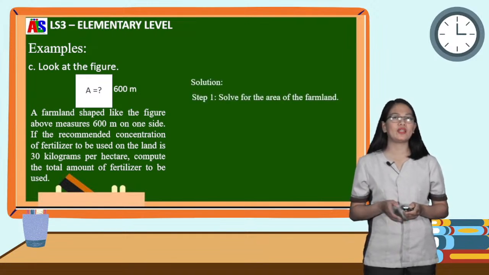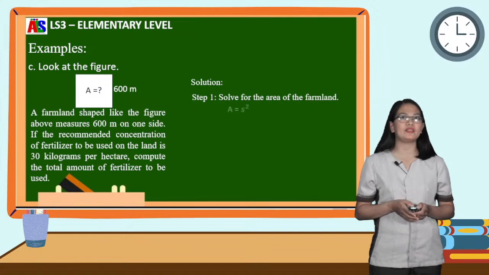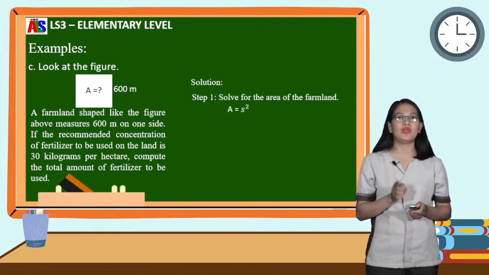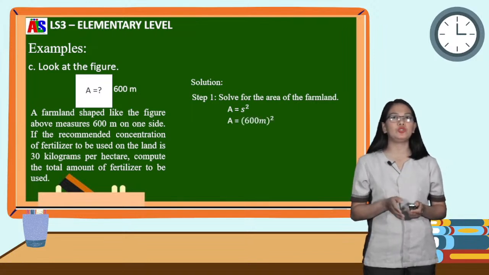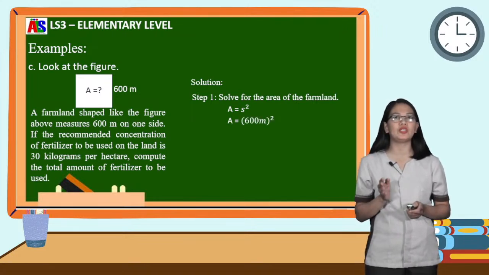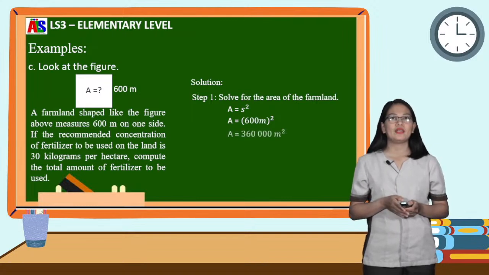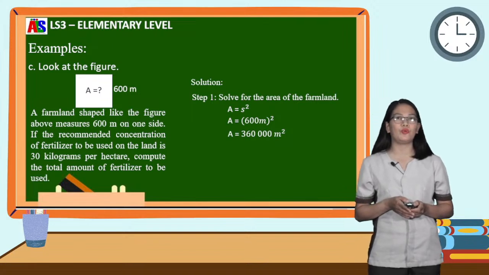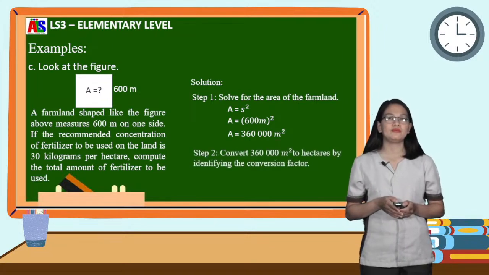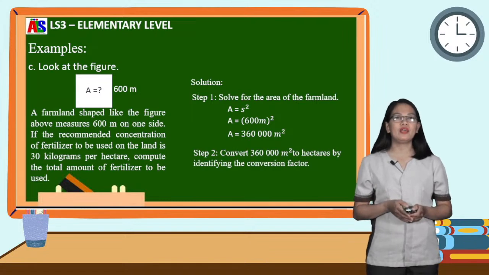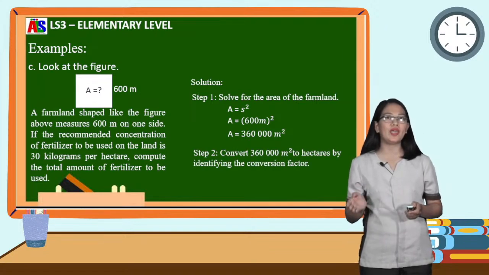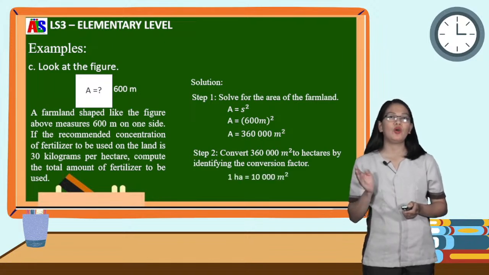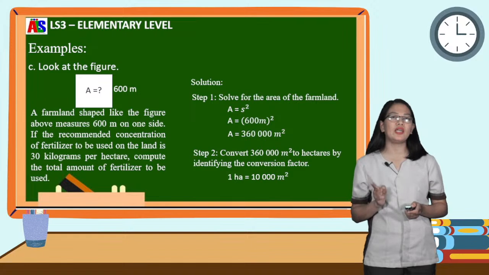Solution. Step 1. Solve for the area of the farmland. Of course, using the area of a square, which is S squared. After that, simply substitute the given value, which is 600 liters, raised to 2. The area now is equivalent to 360,000 square meters. Step 2. Convert 360,000 square meters to hectares by identifying the conversion factor, and that is 1 hectare is equivalent to 10,000 square meters.